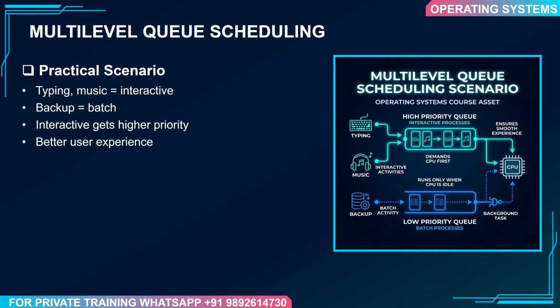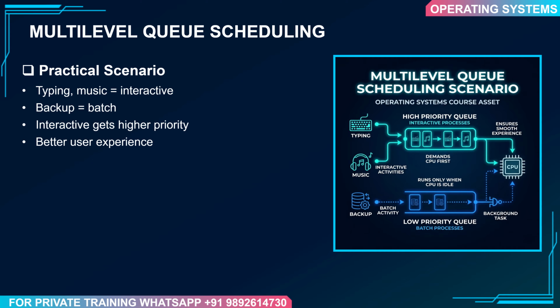Now, let us bring everything together with a practical scenario. Imagine you are using your computer. You are typing a document, listening to music, and at the same time, your system is running a backup process in the background. The typing and music are interactive processes. The backup is a batch process.